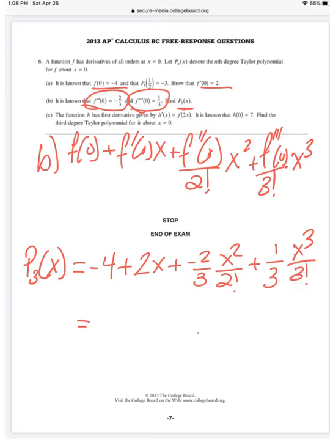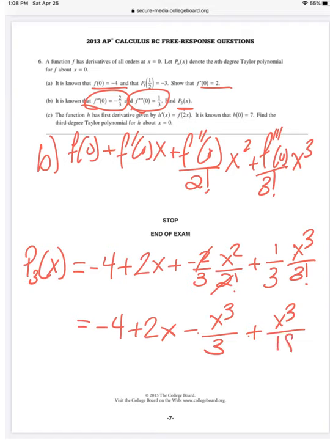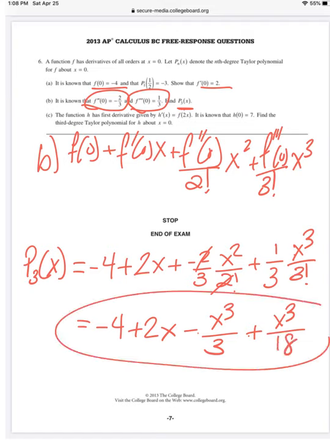So if I simplify this, I get -4 plus 2x minus x squared over 3, because this 2 would cancel out with one of those 2's, plus x cubed over 3 factorial, which is 6. 6 times 3 is 18. And there you go. You got 3 points for this.